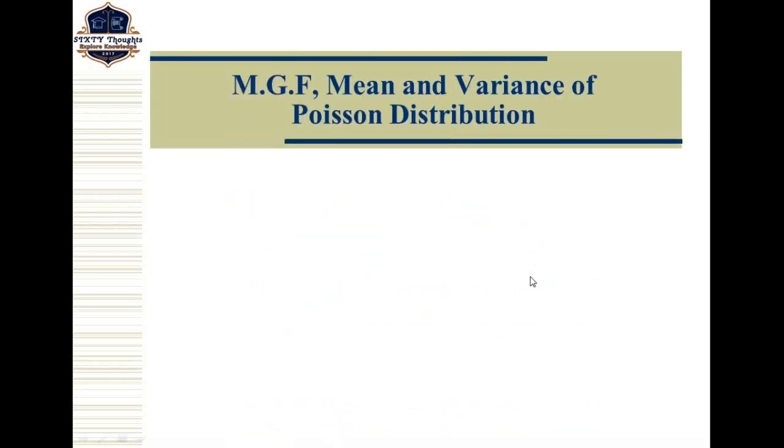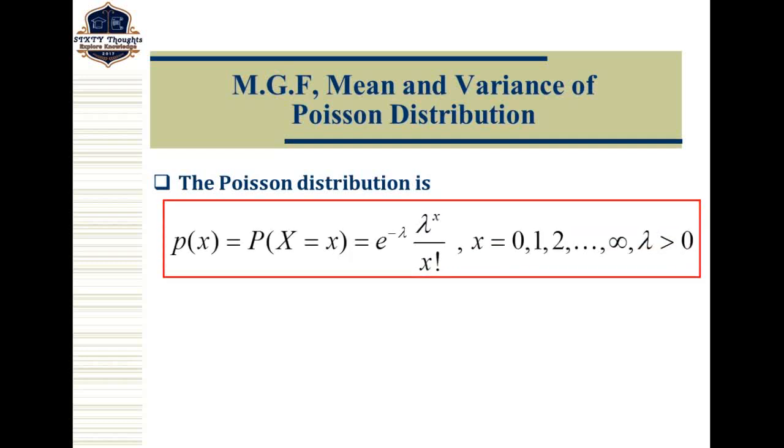Hello students, in this video lecture we will discuss the moment generating function, mean and variance of the Poisson distribution. Before we solve this problem, first we recollect what the Poisson distribution is. The Poisson distribution is P of x equal to the probability of capital X equal to small x, that is equal to e power minus lambda into lambda power x by x factorial.